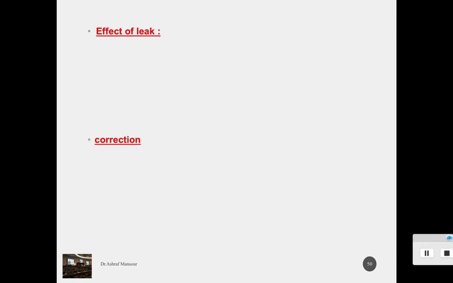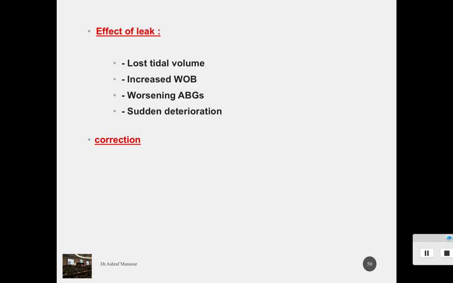This is the effect of leak. So there is loss of tidal volume, increased work of breathing. You will find there is deterioration of the blood gases, or sudden deterioration when pneumothorax occurs. And to correct, you have to define where the leak is from.